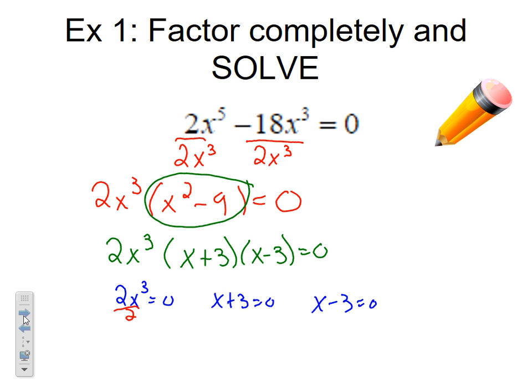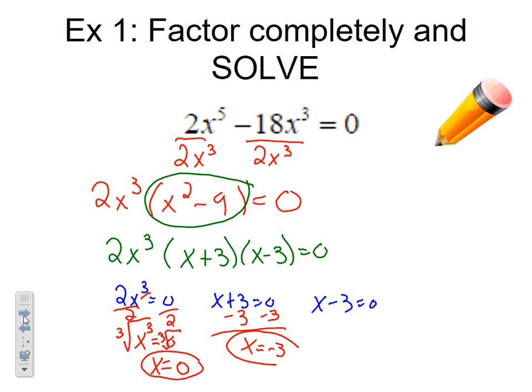So this one I would divide by 2. So x cubed equals 0. Then I'm going to take the cube root, because I have a cube, and I'm still going to get x equals 0. So there's my answer there. This one I'm just going to subtract 3 from both sides, so x equals negative 3. And my last one I'm going to add 3 to both sides, so x equals 3. Now we're only solving, you guys, when we have an equal sign, so that's something to be aware of. There's example number 1. Moving on to example number 2.